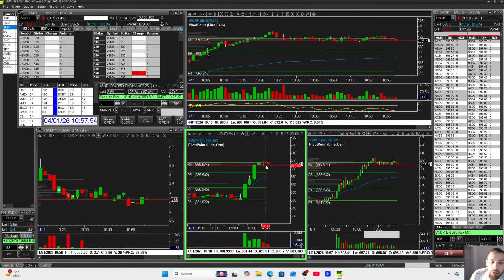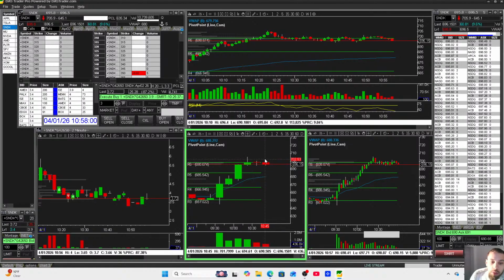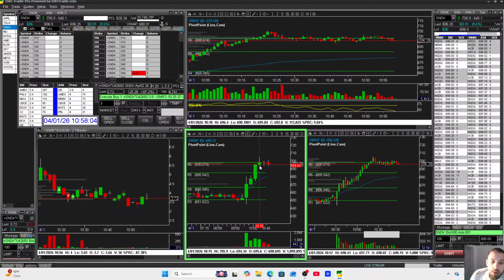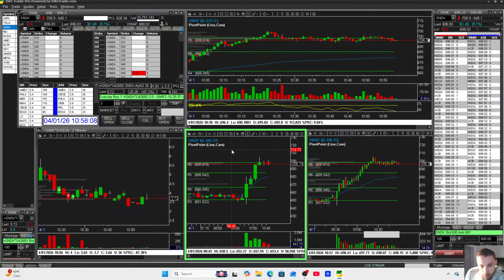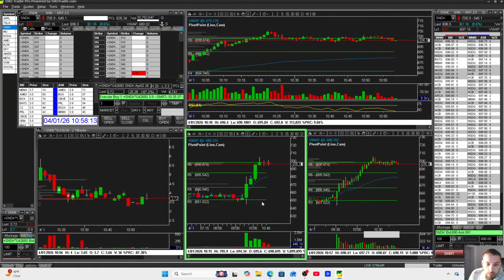So 2 minutes until the 15 and 30-minute close. It'd be really nice to see this 15-minute candle close below this 695 level. Only thing is there's no volume. Volume is so low.